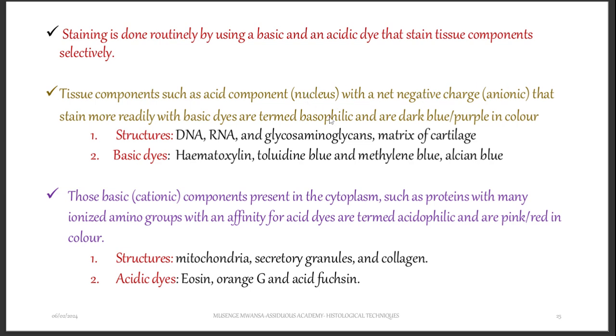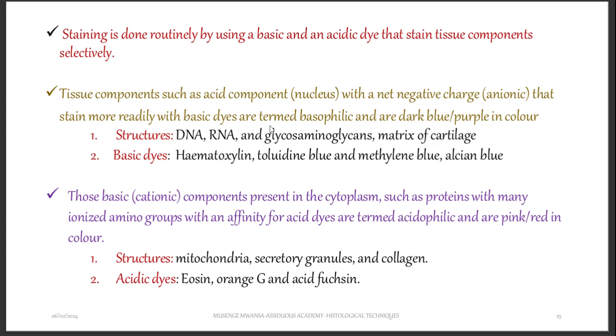The nucleus. Basically, anything that has got nucleic acid is acidic because, remember the phosphate of a nucleic acid? That phosphate is negatively charged. So examples of such structures which are acidic, we have got DNA because they've got nucleic acid, RNA, and glycosaminoglycans. If you remember from our biochemistry, we did discuss the glycosaminoglycans. And then also the matrix of cartilage. Please take note the matrix of cartilage.